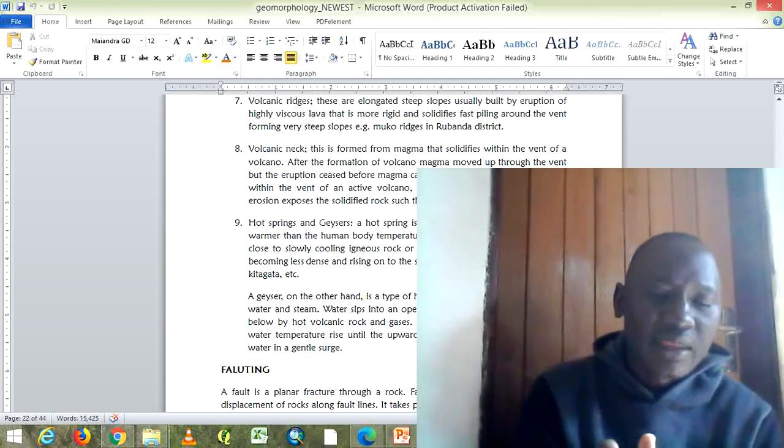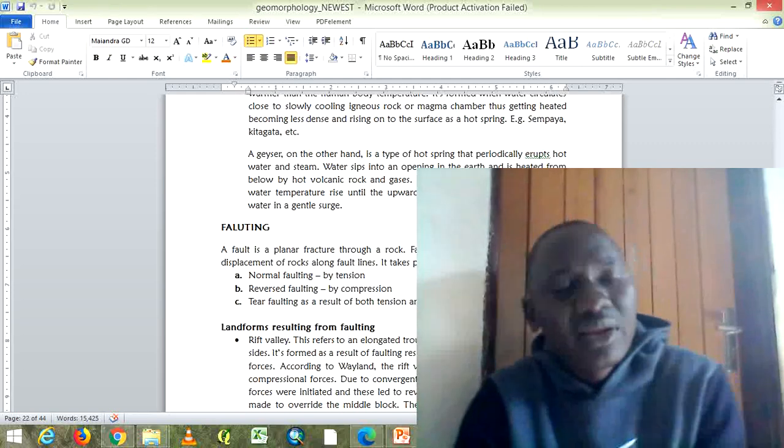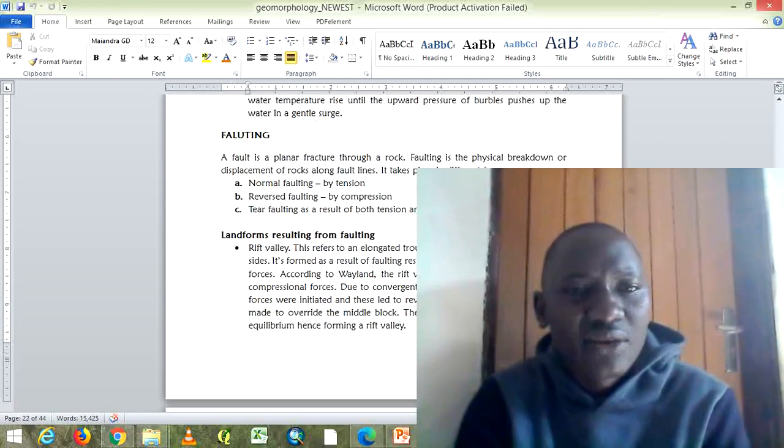Apart from volcanicity, of course, the other product of tectonism is faulting. We define a fault as a line of weakness or a planar fracture through a rock. Faulting is the physical breakdown or displacement of rocks along fault lines. It takes place in different forms.